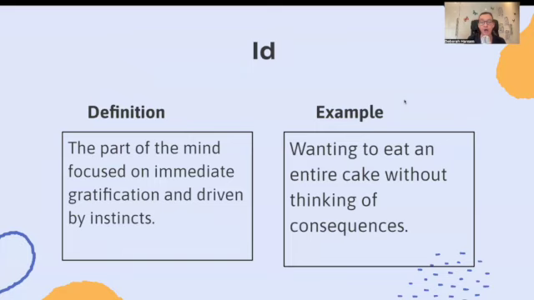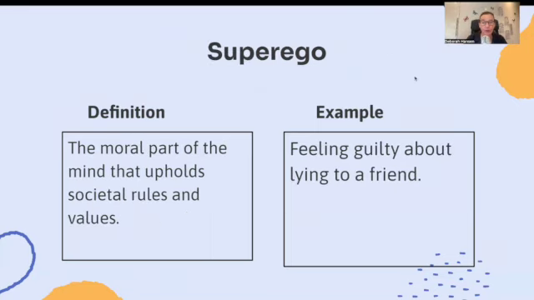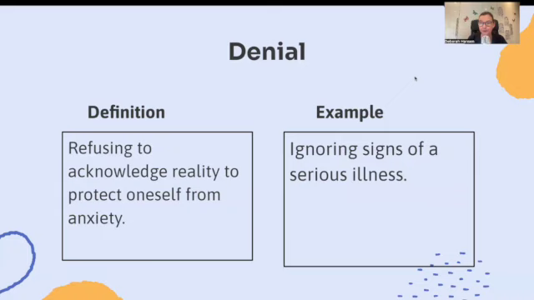Id, the part of the mind focused on immediate gratification and driven by instincts. For example, wanting to eat an entire cake without thinking of the consequences. Now, who doesn't want to do that? Ego, the part of the mind that balances the id's desires and the superego's moral expectations. So, for example, eating one slice of cake to satisfy a craving while staying healthy. The superego, the moral part of the mind that upholds societal rules and values. For example, feeling guilty about lying to a friend.